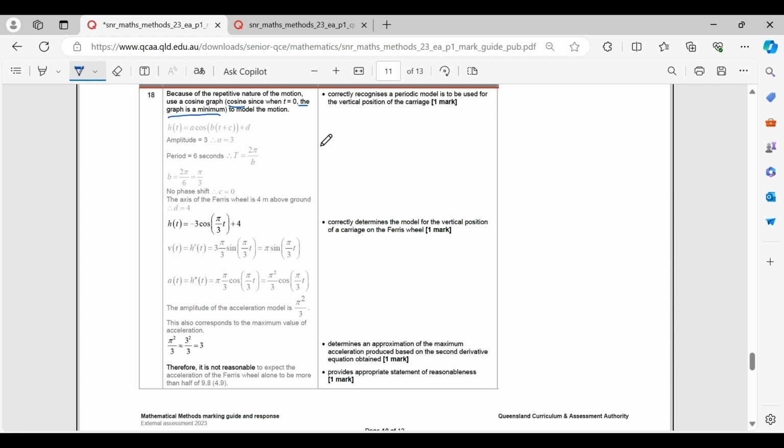Actually, we can use sine as well. Cosine and sine are pretty much the same; the difference between them is just a phase shift. It's fine to use cosine, but we can use sine as well. Here the amplitude is 3, which is fine. And then they found b. They use this model h(t) = a cosine(bt + c) + d, and then they found what a, b, c, d are.